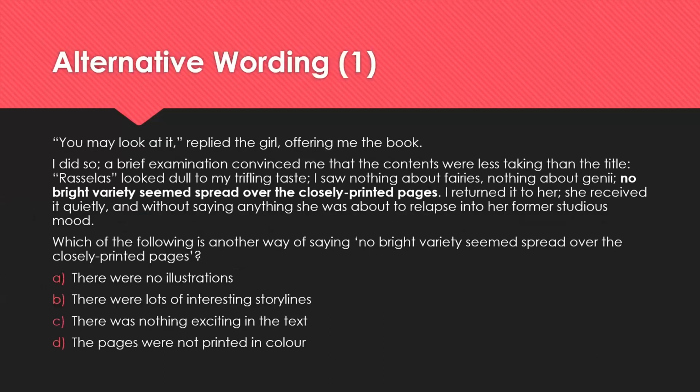So we're going to do a few alternate wording questions here. So you've got a phrase from the text, and you have to find the phrase that best rewords that phrase. So here's what I've written. Which of the following is another way of saying no bright variety seemed spread over the closely printed pages? So these are the options. Does she mean A, there were no illustrations, B, there were lots of interesting storylines, C, there was nothing exciting in the text, or D, the pages were not printed in color?